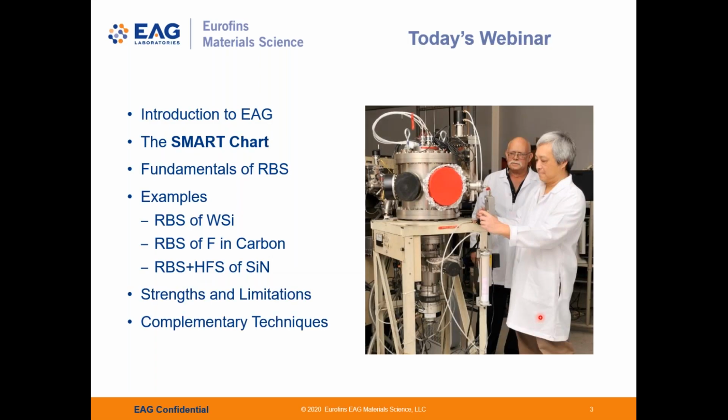This is what we will cover in today's webinar. We will start with an introduction to EAG, then proceed to the SMART chart, which is a chart which brings together the analytical techniques. We will look at the fundamentals behind RBS. After that, we will look at some examples of RBS analysis. We will finish by summarizing the strengths and limitations and discuss other techniques that are complementary to RBS.